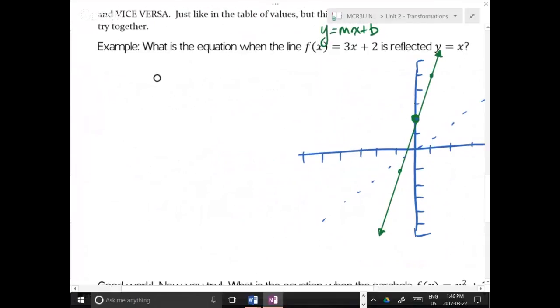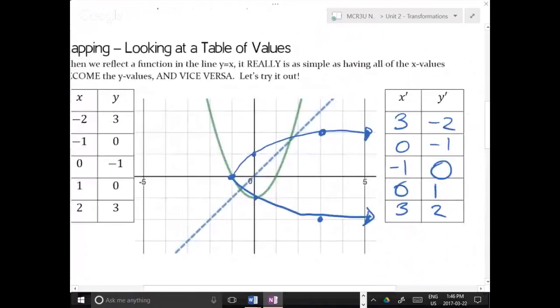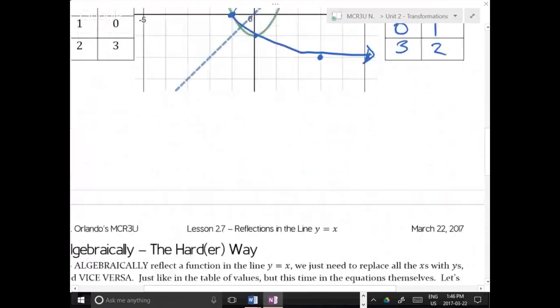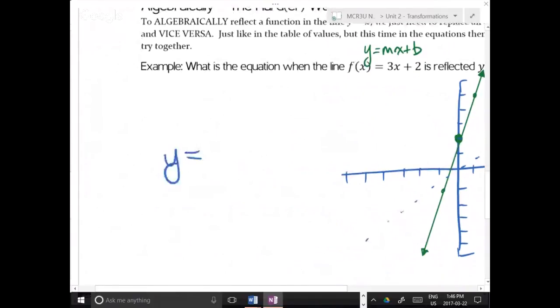Anyway, so what we said is that for this to happen, all of the x's become y's, and all of the y's become x's. So what am I going to have to do to this equation? f of x equals 3x plus 2 is the equation we are starting with.